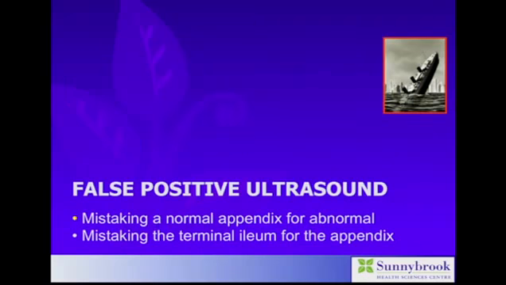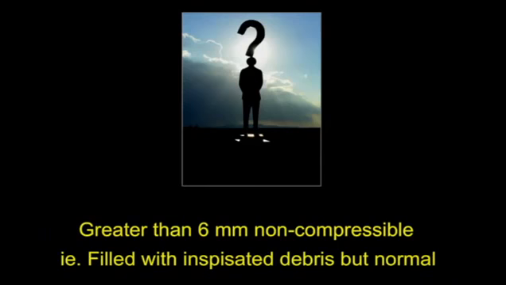Well, what about false positives on ultrasound? This typically arises in two different situations, and the first is mistaking the terminal ileum for the appendix. Because it is a bigger structure, the terminal ileum in the normal state can mimic an abnormal appendix. And we have discussed how to avoid this by rigorously applying the anatomic rules that we discussed before in terms of identifying the ileocecal valve first and then traveling to the appendix. The second situation, mistaking a normal appendix for abnormal, I'm going to discuss next.